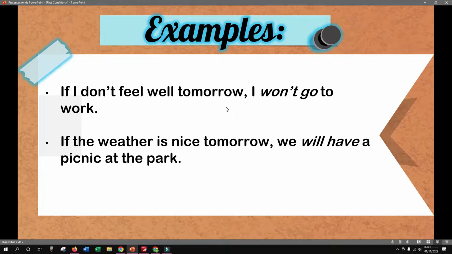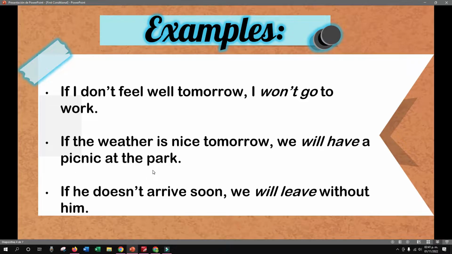Or, if the weather is nice tomorrow, we will have a picnic at the park. So there you have first the if clause in simple present, right? In this case, it is using what? Verb be, right? But in simple present. Then comma, then the result or the main clause in future. So we will have a picnic at the park.